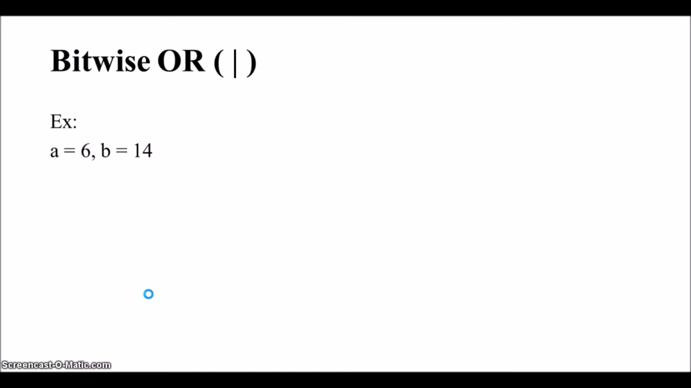So this is how the bitwise AND works. Coming to the bitwise OR operator, it is denoted by a single vertical bar. The result of bitwise OR is 1 if at least one of the bits is 1. The result is 0 if both the bits are 0.